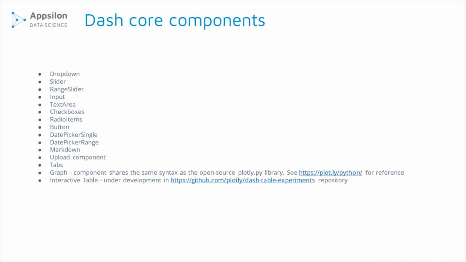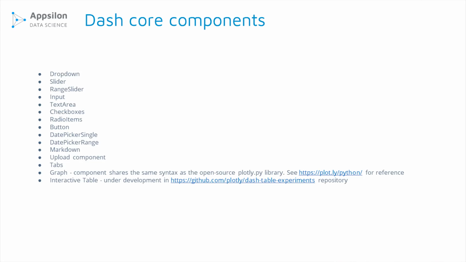For the Dash core components, I listed them for you so that you have an overall idea what additionally we get. If you want to just build an application, you will get a drop down, a slider, range slider, input, text area, checkboxes, radio items, button, date picker, single and range. A markdown, which is actually quite a cool component that allows you to render markdown and display it in HTML. There is an upload component, tabs, and graph, which I showed you that allows you to use Plotly libraries.